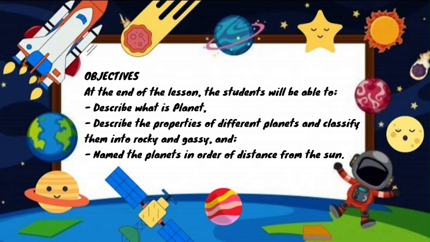At the end of the lesson, the students will be able to describe what a planet is, describe the properties of different planets and classify them into rocky and gassy, and name the planets in order of distance from the Sun.